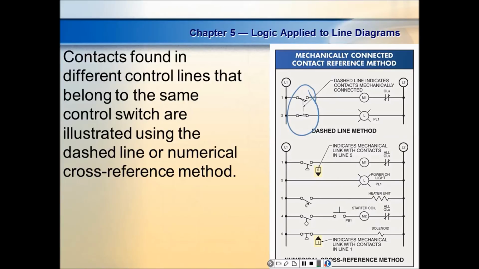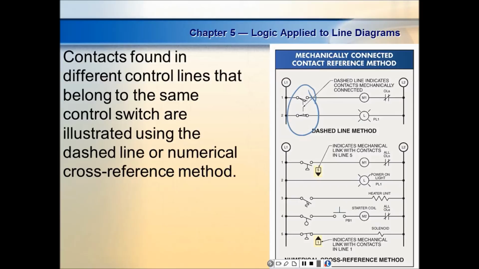So this is telling me I need to look for its brother down in line 5. And then when I get down to line 5, I see the same old thing. It says this brother's up in line 1. And it means these two devices here are mechanically interconnected.